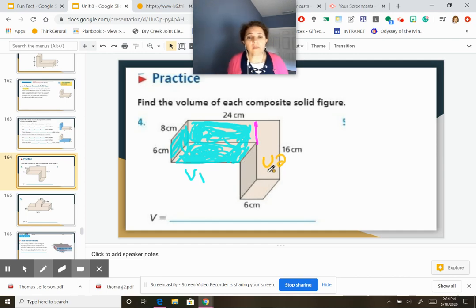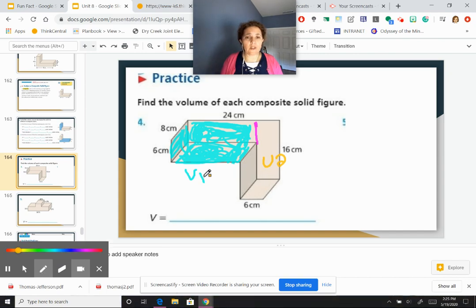So I'm going to do the same thing. Now I have my two different shapes. So now I need to find volume 1 and volume 2. So I'm going to go ahead and write my formula for volume equals length times width times height. So go ahead and do that. And remember to use them in the same colors that you've been using, since that will help you.